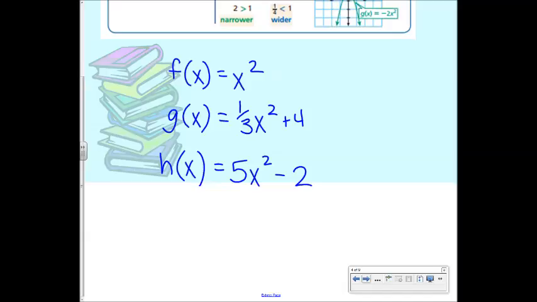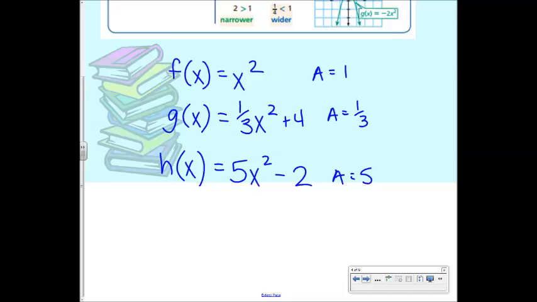What is a in this case? A equals 1. What about in the second one? 1/3. And then in this last one? A equals 5. Okay, I want to put them in order from narrowest to widest. So what would be the narrowest one? Remember, it's kind of flipped from what you would expect. So the narrowest one here is F, G, or H?